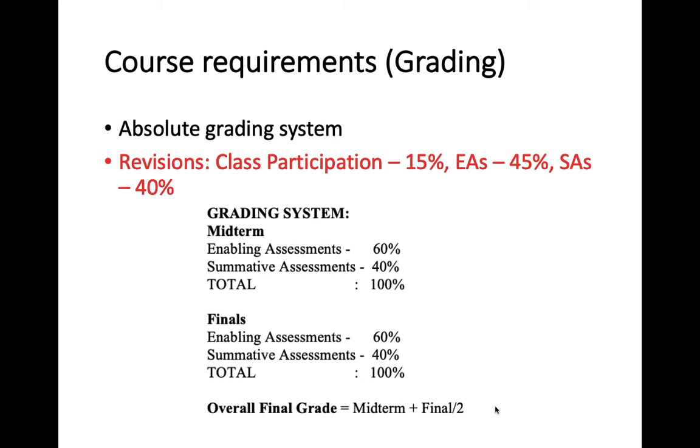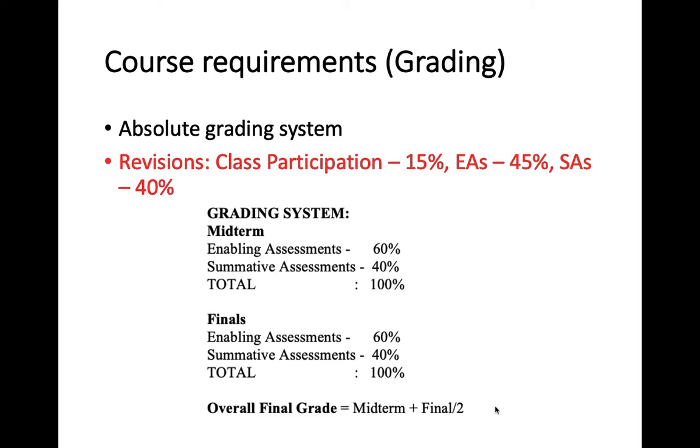Now, let's move into the requirements. First is the course grading requirement. We follow the absolute grading system, meaning there's no transmutation of your scores. Whatever you get is going to be computed as is. So for example, if you scored 5 out of 10 in a quiz, that means you get 50% for that quiz.